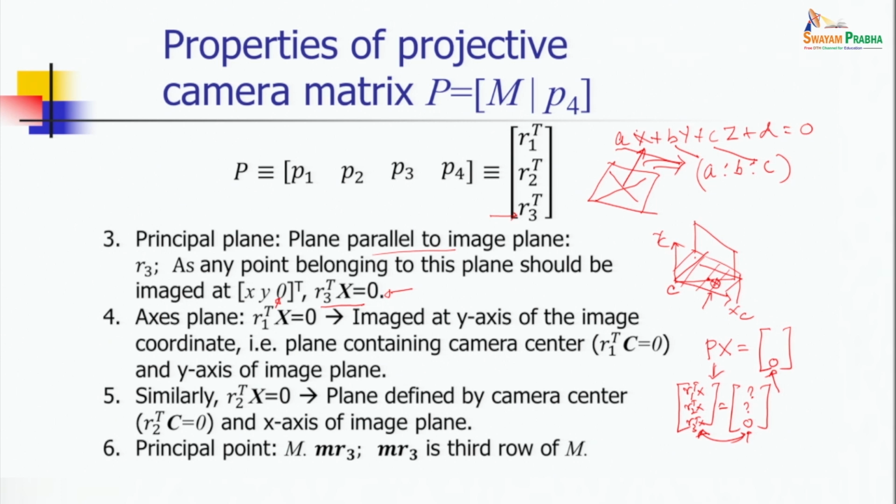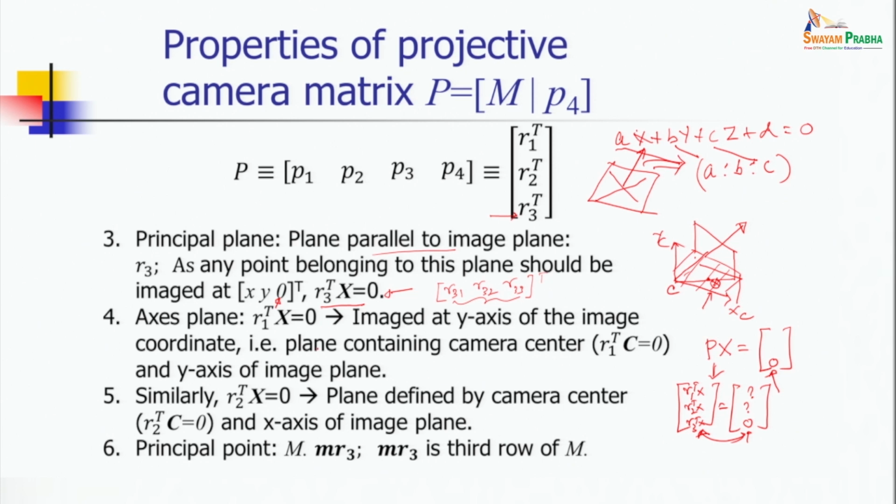And for the principal plane, you see that from R3 transpose X, the first 3 elements of this row vector will give it. So if I write that R3 row vector in this way, these 3 elements themselves will give me the direction of the normal. And direction of the normal means it is perpendicular to the plane, so it will give me the direction of the principal axis. So this is the interpretation.